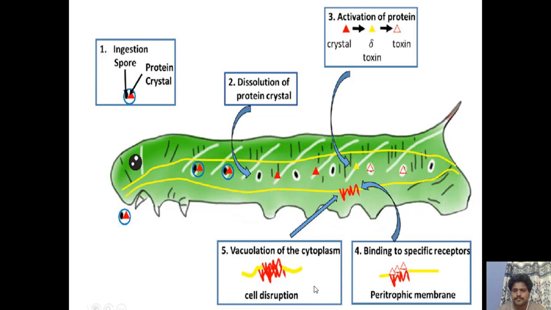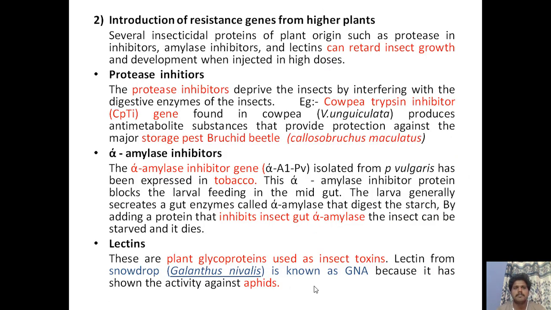Then, introduction of resistant genes from higher plants. From the higher plants you can also take genes for transfer. Protease inhibitors: the cowpea trypsin inhibitor gene has been transferred from cowpea, which produces anti-metabolite substances dangerous for a storage pest, the bruchid beetle, Callosobruchus maculatus. What it does is it inhibits the protease function. When the insect feeds on protein, if the protease is not there, the protein doesn't get digested. If it is not digested, the insect cannot grow. That will result in retarded insect growth and development when ingested in high doses.